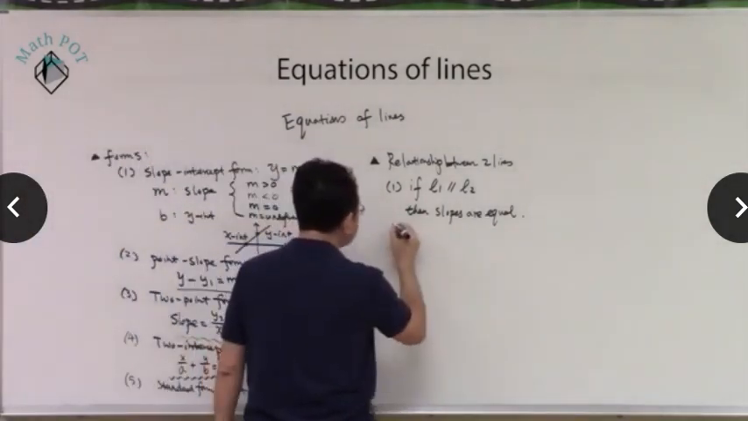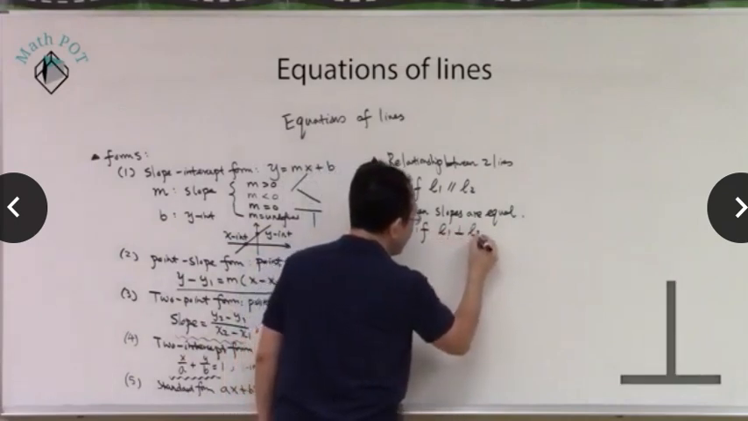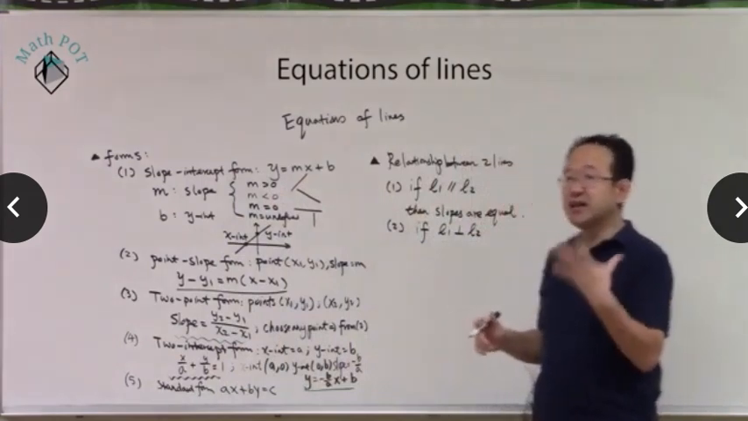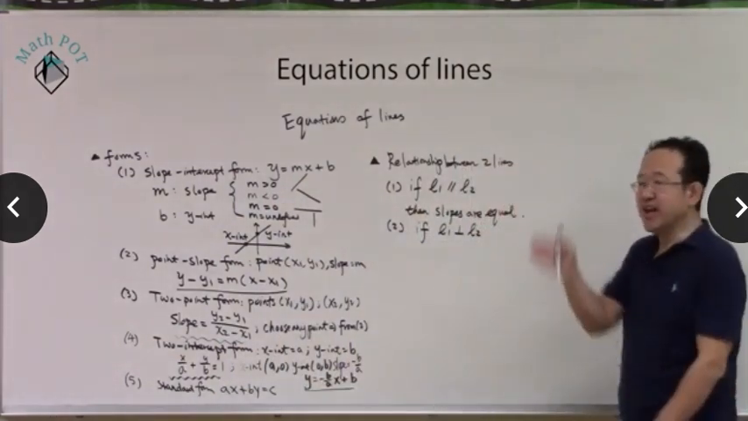So how about two lines being perpendicular to each other? We have two situations. One is that the product of the slopes equals -1. Of course, another one is that one line is horizontal and the other is vertical.